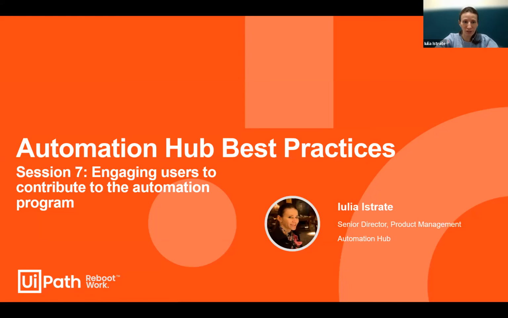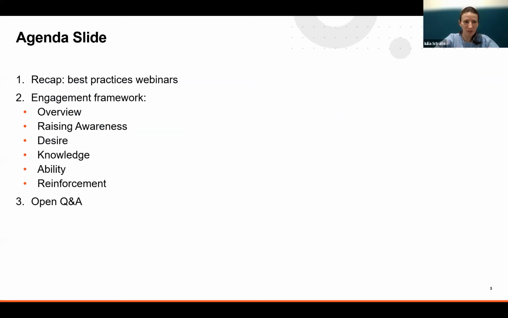So the 7th session, on engaging users to contribute to the automation program, is a bit particular in comparison with the previous sessions that we had, part of the Automation Hub Best Practices series. And before starting, I'm just going to recap a bit what the focus of each session was, such that I can maybe trigger the interest to either see that recording again or access it for the first time.